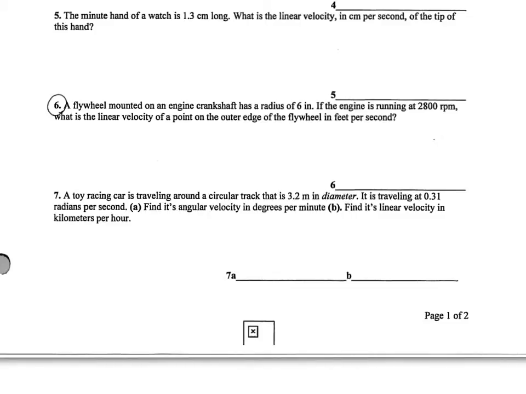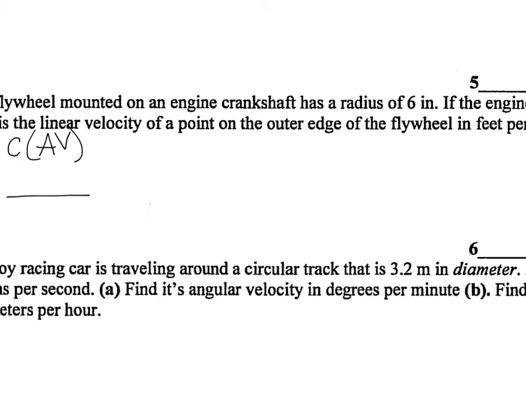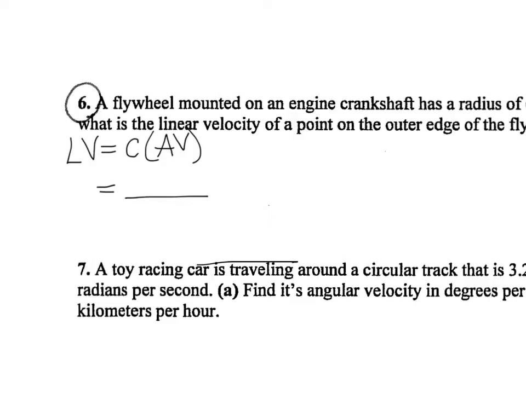You have your formula that we start with: the linear velocity is equal to the circumference times the angular velocity. We can figure out the circumference because we have a radius of 6 inches. The circumference with a radius of 6 is 2 pi r, which is 2 pi times 6 inches. And circumference is always out of 1 revolution, times the angular velocity.